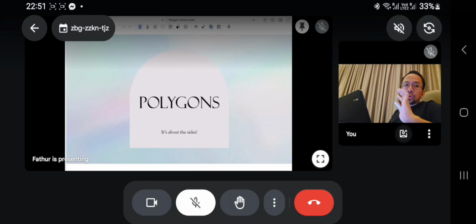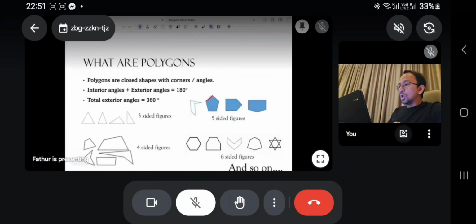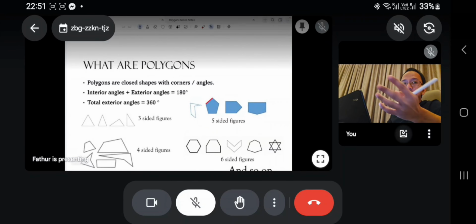So polygons, you're talking about the number of sides. Any shape with sides, any shape with angles, with corners, that's what you know as a polygon. So shapes like circles and ovals are not polygons. Why? Because they don't even have sides. No sides, not a polygon. You have sides, you are a polygon. Like for me, I have my side, so it means I am a polygon. Right? No, just kidding. Not a polygon.